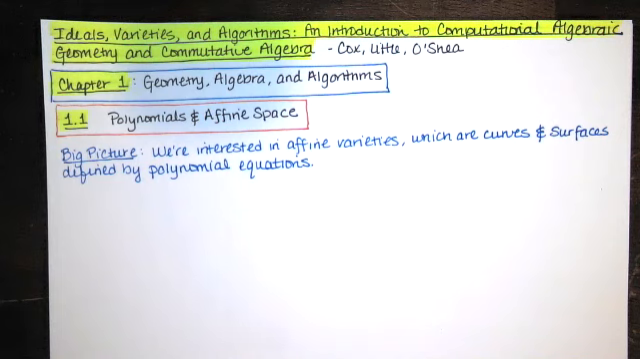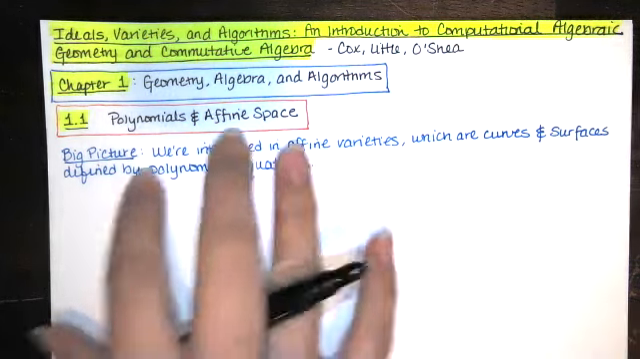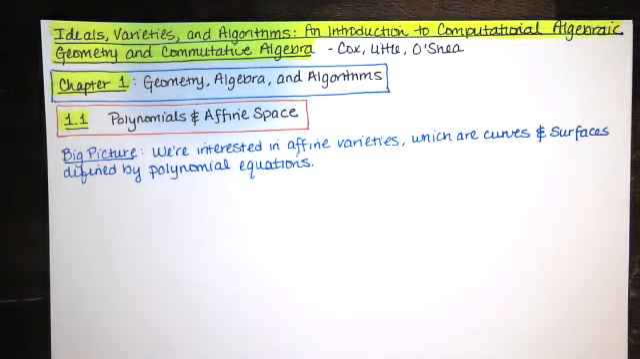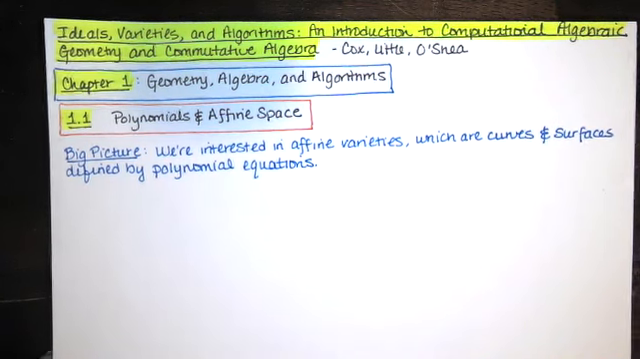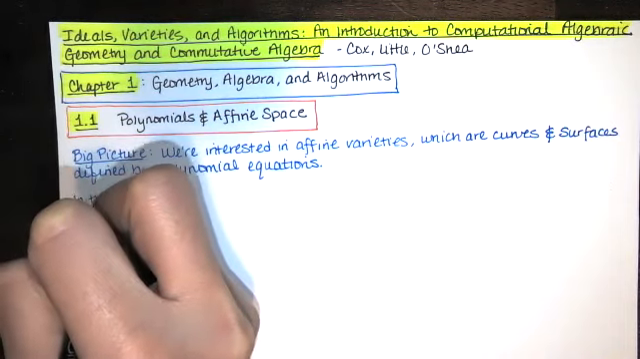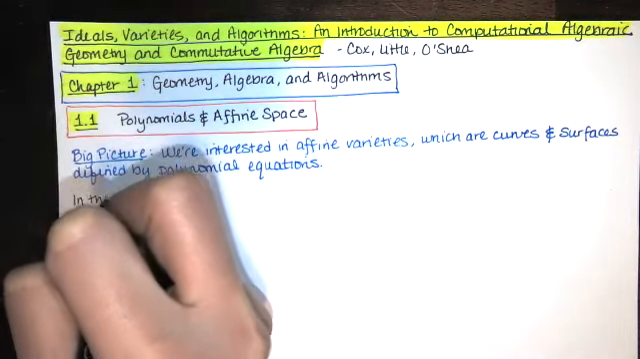And so this first video is pretty basic. We're just going to come up with some definitions and context that will eventually get us to this point where we can discuss affine varieties. In this video, we're going to discuss the following.